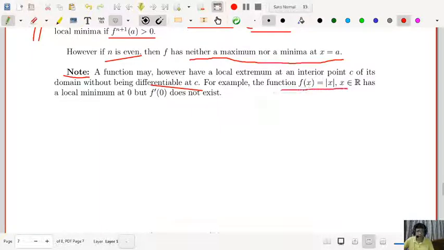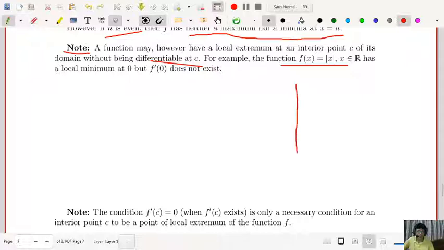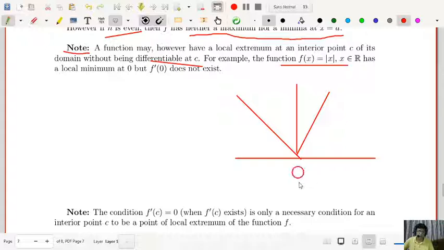For example, the function f(x) is equal to mod x. This is the diagram for mod x. Look at that. Clearly the function is not differentiable at 0, but still it has a local minimum at 0. But f dash 0 does not exist. That is why first order derivative equal to 0 is a necessary condition but not sufficient, because without satisfying the condition, the function may have a local maxima or minima.